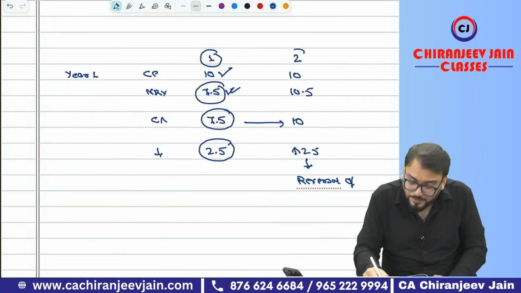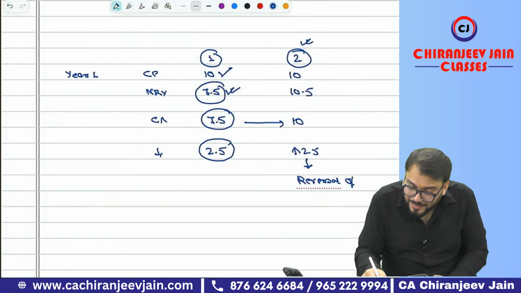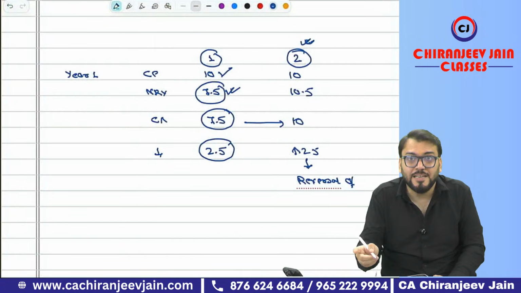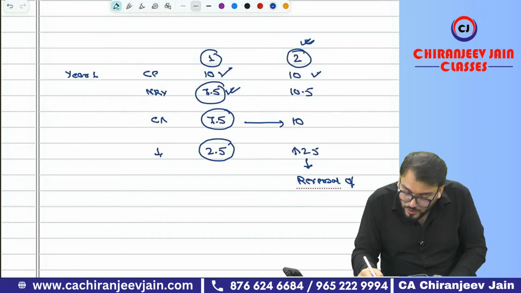Now it is given at the end of the second year. We are doing reassessment at the end of the second year. Okay. So once again, cost price is 10 only.